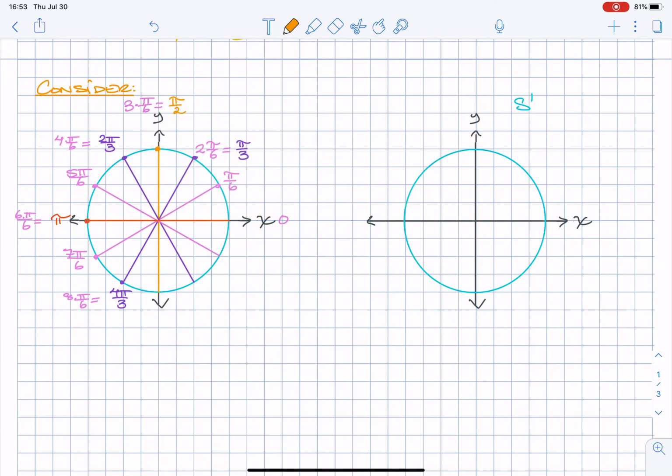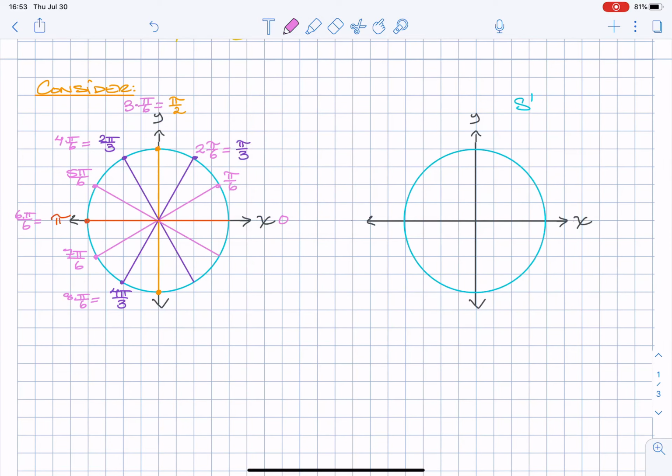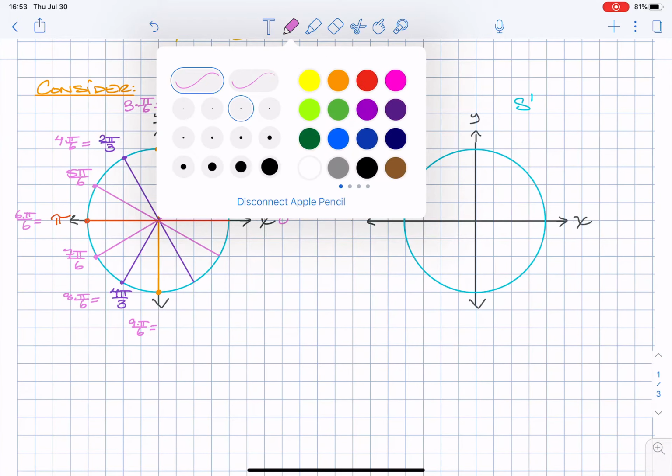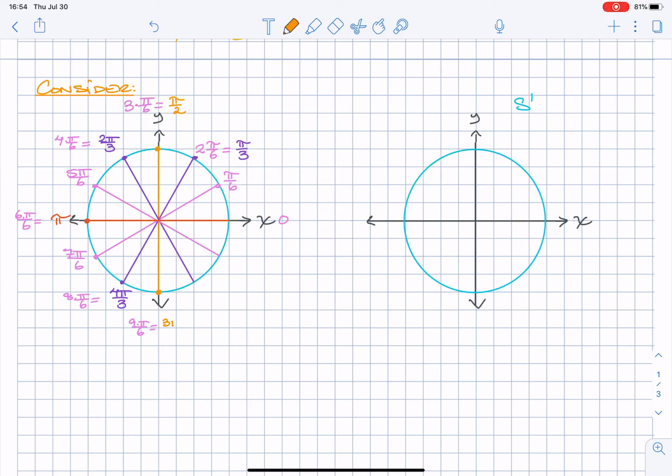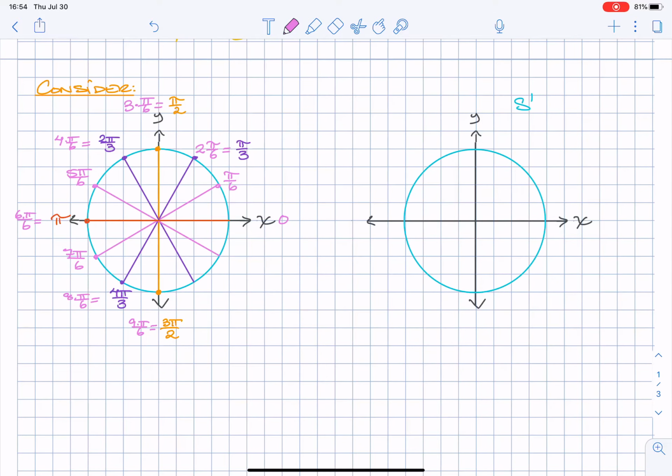Then we're back down here at 270, which is 9 pi over 6s. 9 times pi over 6, both of which is divisible by 3. So doing that would be 3 pi over 2 down here. The next one would be 10. How do I want to write this? 10 times pi over 6, once again, both of which is divisible by 2. So that's 5 pi over 3.